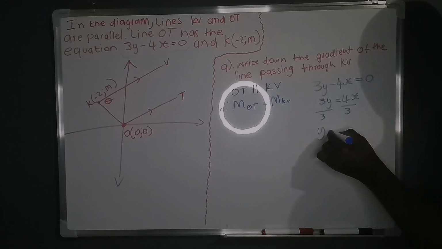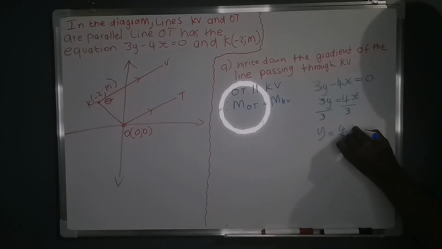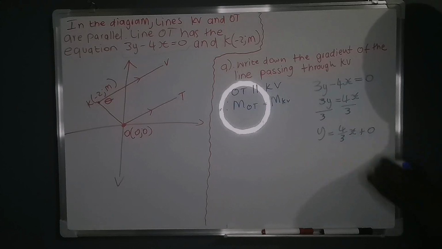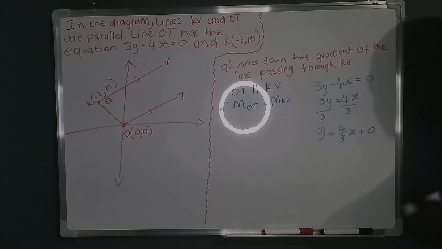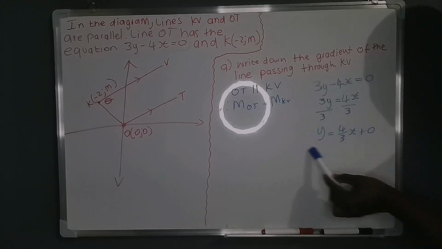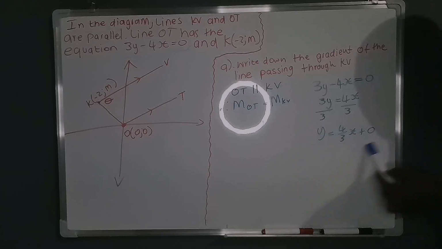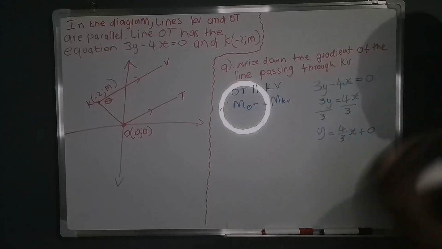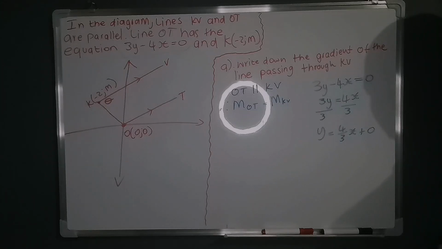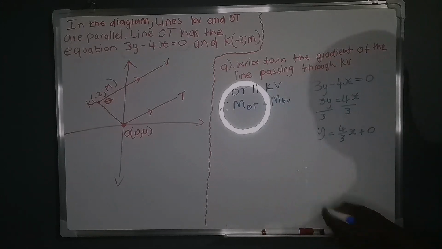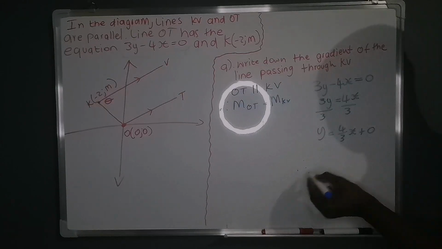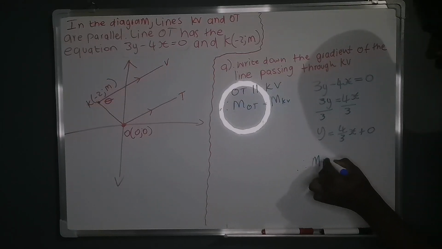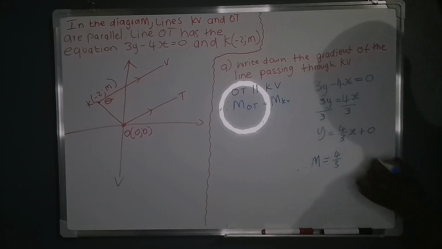Then y is equal to 4 over 3 x plus 0. It's not necessary to write this 0. Now, since my equation is in standard form, I can literally point out my gradient. What is my gradient, guys? Therefore, the gradient of the line passing through KV is equal to 4 over 3.